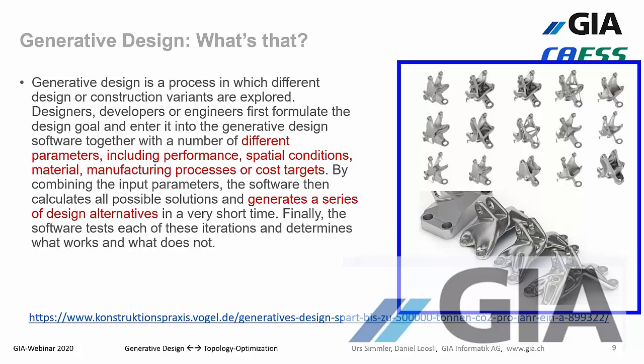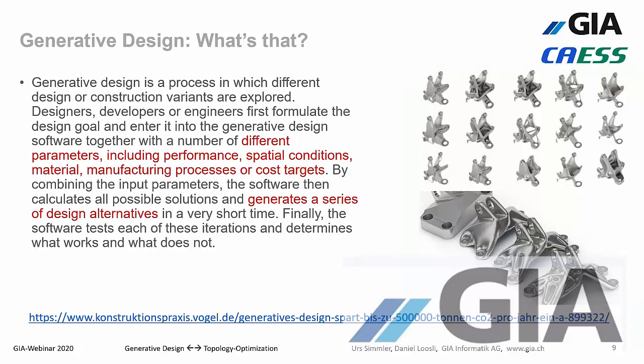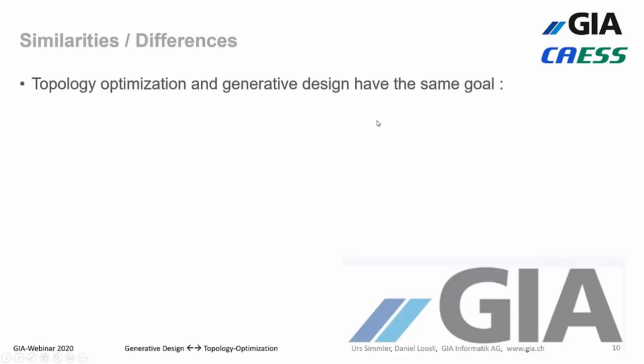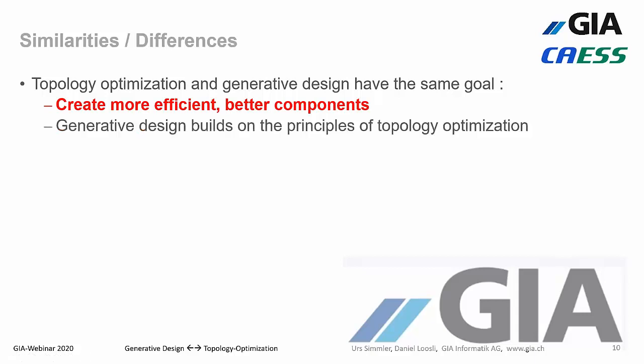Of course, for that reason, we need quite a lot of power. Therefore, we need a cloud solution. The differences and the similarities to topology optimization are here, but they also have some common targets. Both of them want to create more efficient, better components, lightweight components, stiffer components, and that kind of stuff. And I would say generative design builds on the principle of topology optimization.